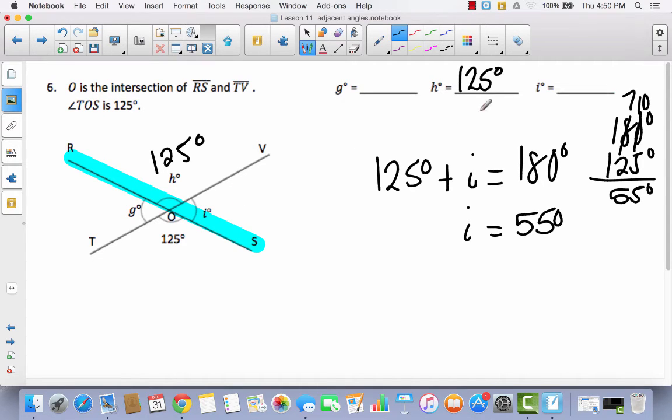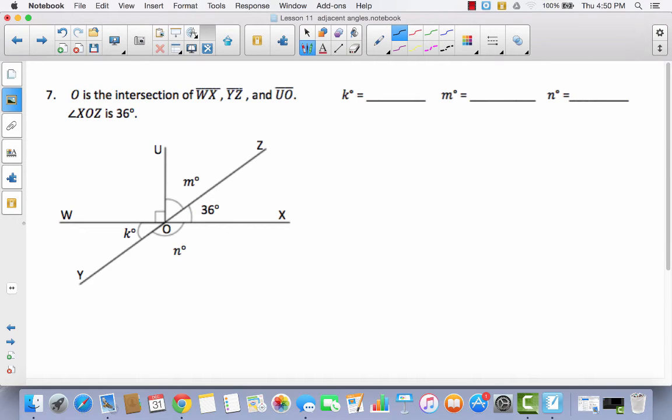So if I know that angle I is 55 degrees, what does that tell me about angle G? Because they're opposites, it tells me that angle G is also 55 degrees. Okay? All right, let's take a look at angle 7. It gets even more complicated here, doesn't it? So let's just break it down here for a second. Let's try to figure out what can we figure out first.